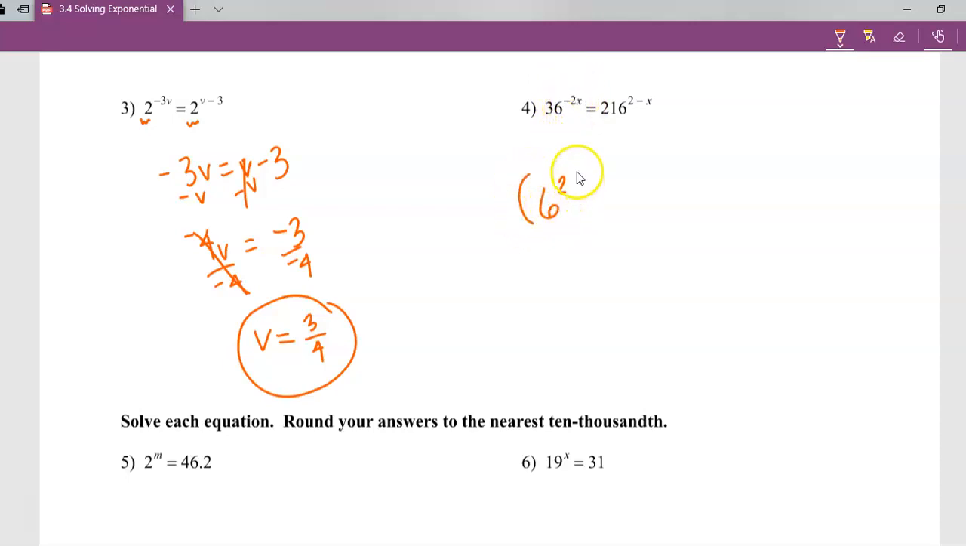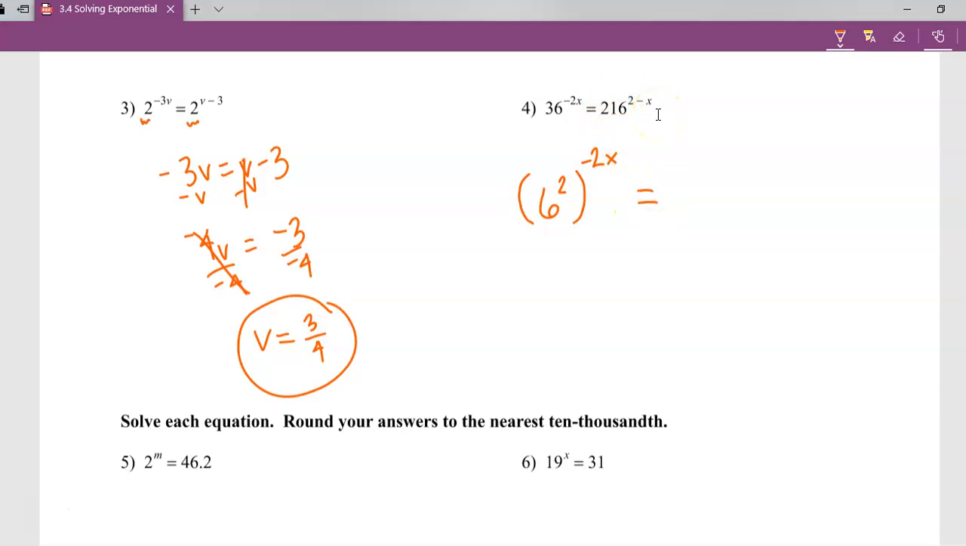So just the 36 is 6 squared. So I'm going to put parentheses around that because it still is raised to the negative 2x power, right? So I'm just replacing this 36 part with 6 squared, but then that is still raised to negative 2x. So let's do the same thing over here.